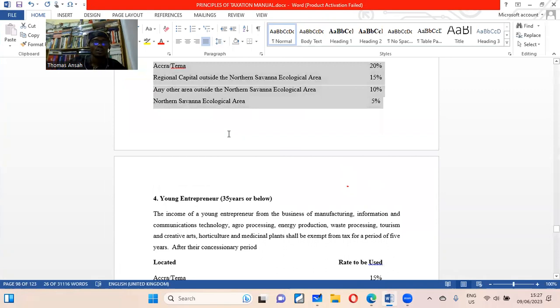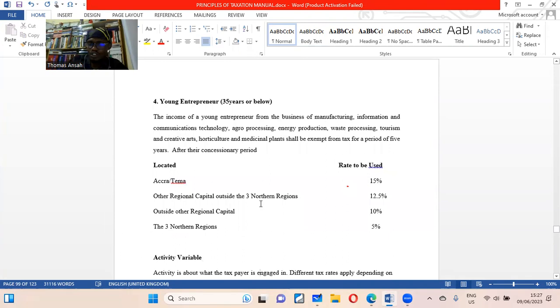But if you are 35 years and you are a young entrepreneur, you don't pay tax for 5 years. If you are in horticulture, medicinal plants, tourism, waste processing, energy, agro processing. Information technology means you are developing software, not operating businesses like MTN. It's developing of software. So that one, you have exemption for 5 years.